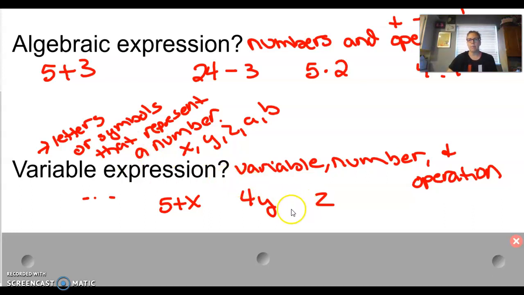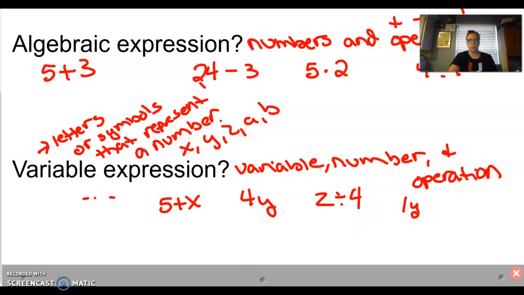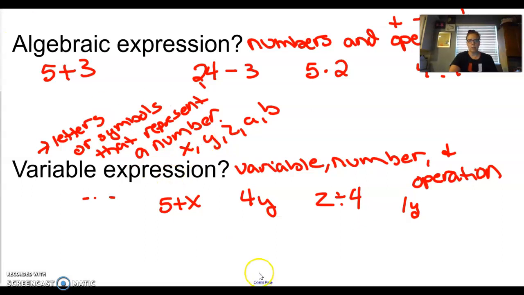So, all of these would be types of variable expressions. It has a variable, it has an operation, it has a number. The only time it may not look like it has a number is if it was just the letter Y, because there's really a 1 in front of that. Okay, so that one may be a little tricky. So that is what an expression is, okay?